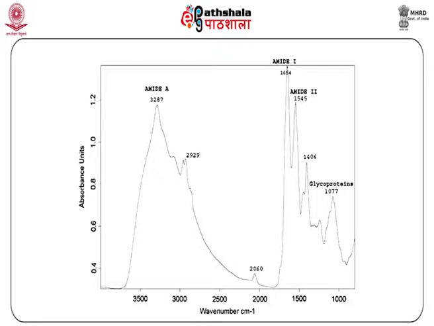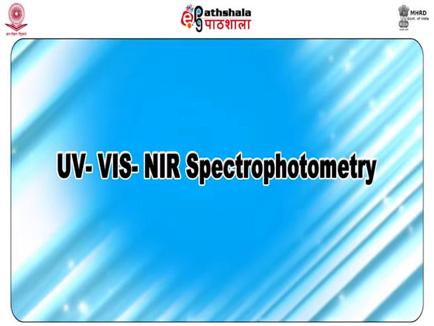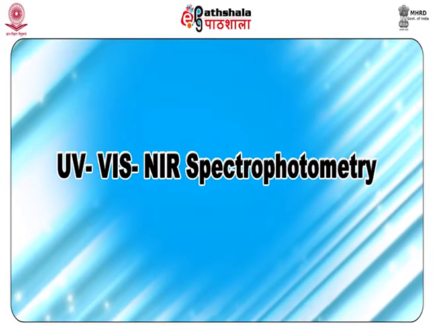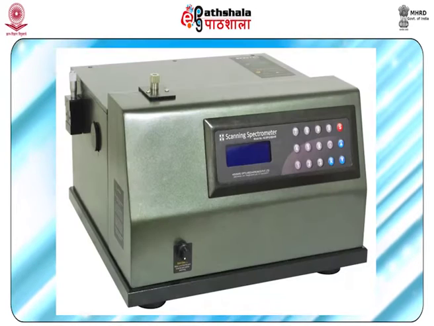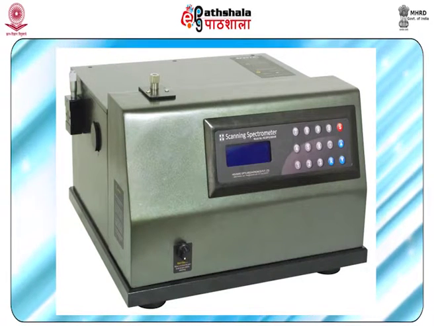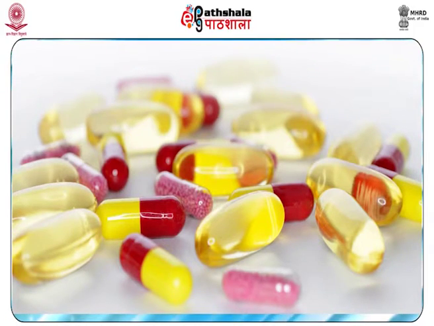As with the GCMS, the FTIR spectrum can be compared to that of a known sample, thus providing a key as to the identity of the compound. Next, we move on to UV visible NIR spectrophotometry. UV visible NIR spectroscopy is used to test for certain drugs of abuse.